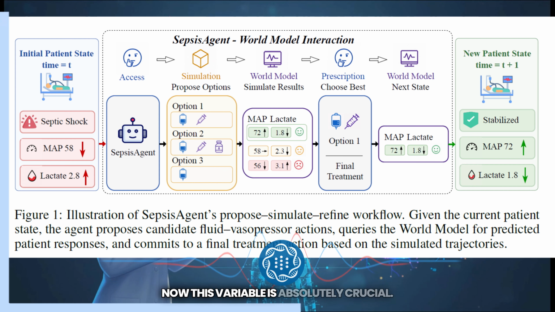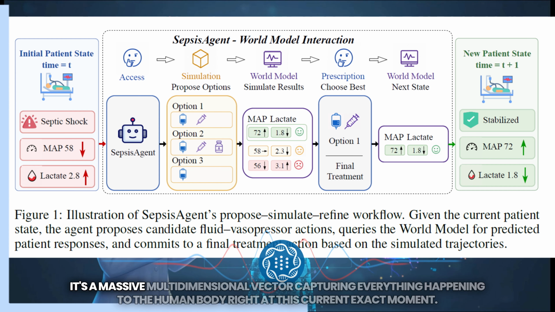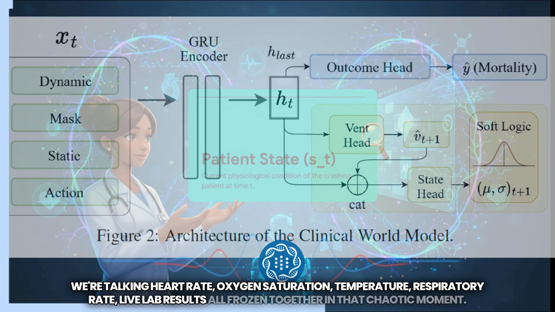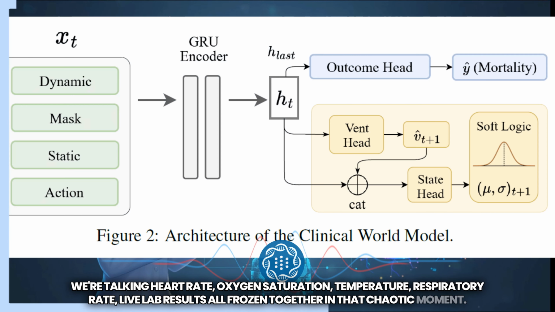Now, this variable is absolutely crucial. It's not just a single number. It's a massive, multidimensional vector capturing everything happening to the human body right at this current exact moment, t. We're talking heart rate, oxygen saturation, temperature, respiratory rate, live lab results, all frozen together in that chaotic moment.